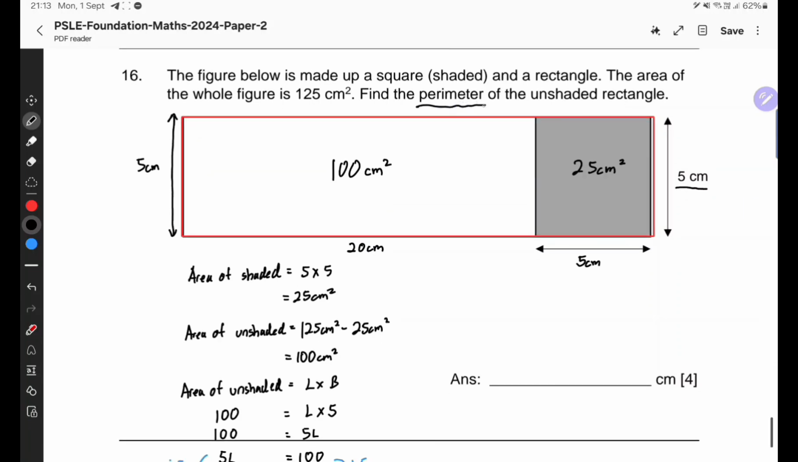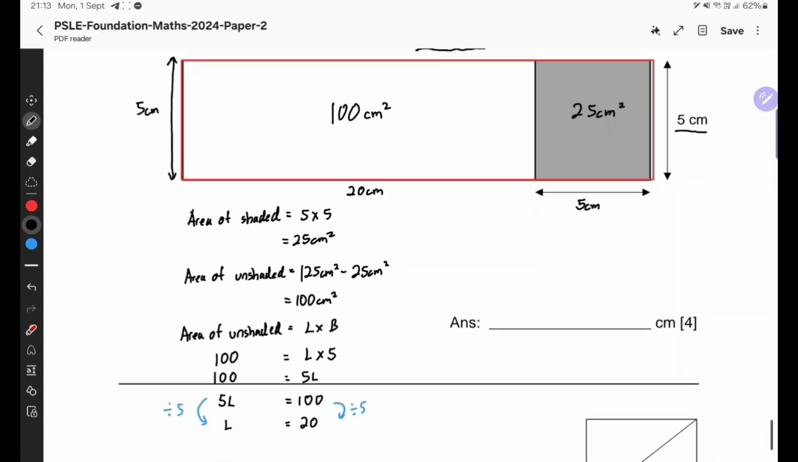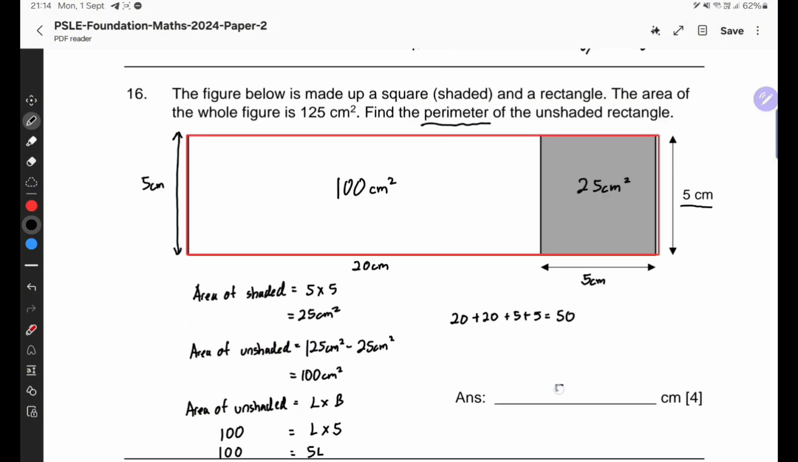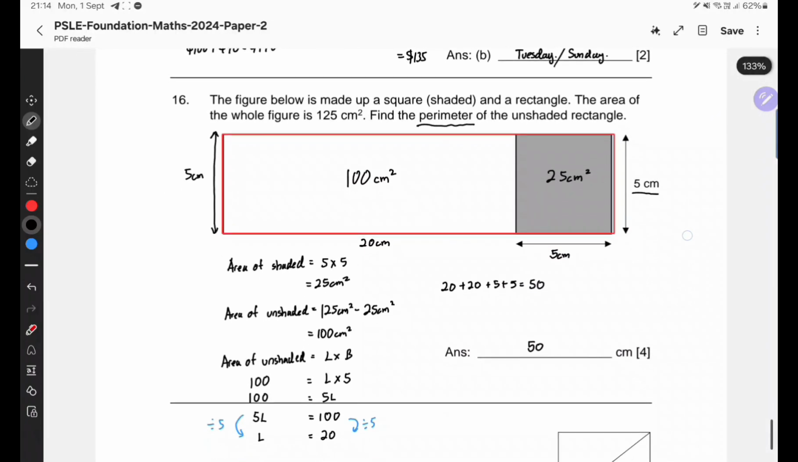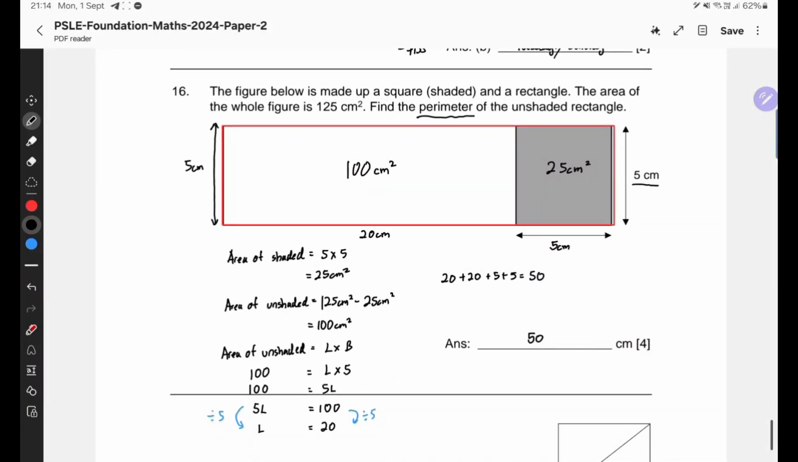Question is asking us to find the perimeter. So all we need to do now is 20 plus 20, the two lengths, plus 5 plus 5, the two breadths. And this will give us 30, 40, 50. 50 centimeter. Alright, so the answer to this question is 50 centimeter. And this is my answer to question 16.